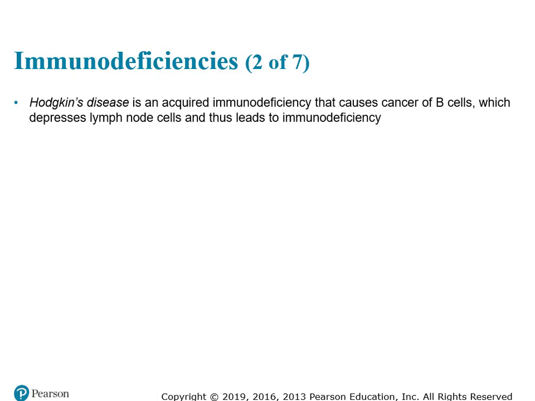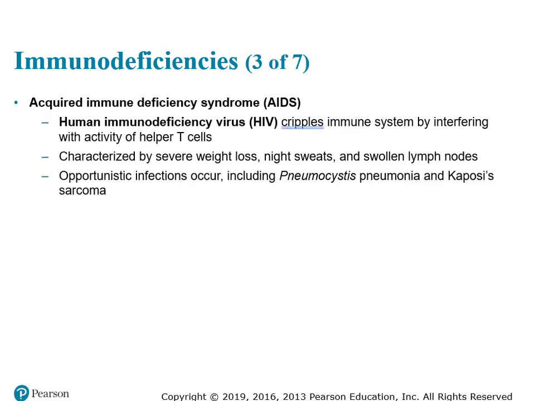Acquired is your Hodgkin's disease, which is caused by a virus. So you have cancerous B cells that can lead to immunodeficiency.